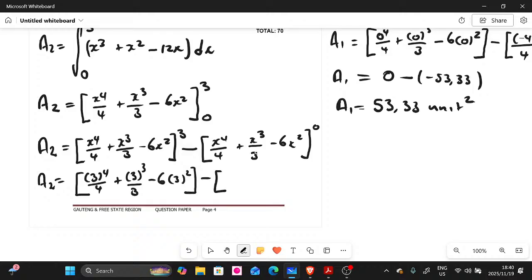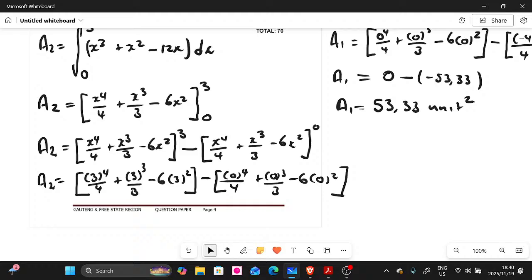Minus, for the lower limit, wherever there is x, we put 0. So it's 0 to the power of 4 divided by 4 plus 0 to the power of 3 divided by 3 minus 6 times 0 to the power of 2. Then this is what we have. Then let's use our calculators and find area 2. What is our area 2?